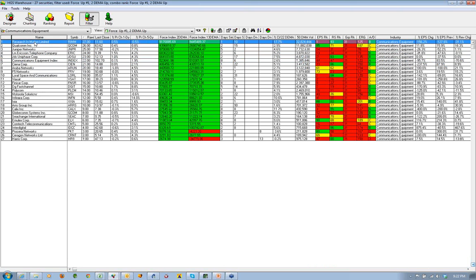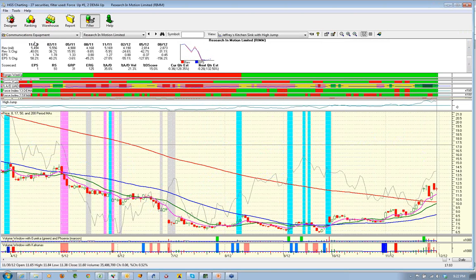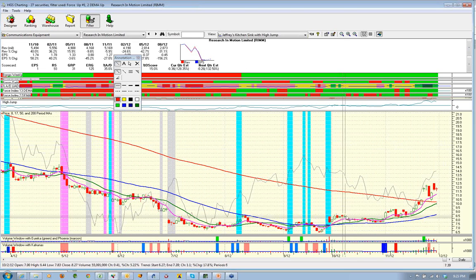Communications equipment. I'll look at RIM. You know, RIM is one of these junk off the bottom plays, and it moved from a low here. If anybody was brilliant enough or risk tolerant enough to have bought on the bottom and got out of it on Thursday, 45 days, almost 100% return. Junk off the bottom can be very rewarding.